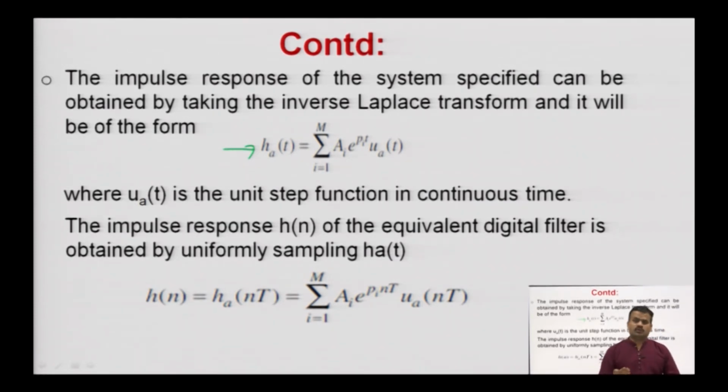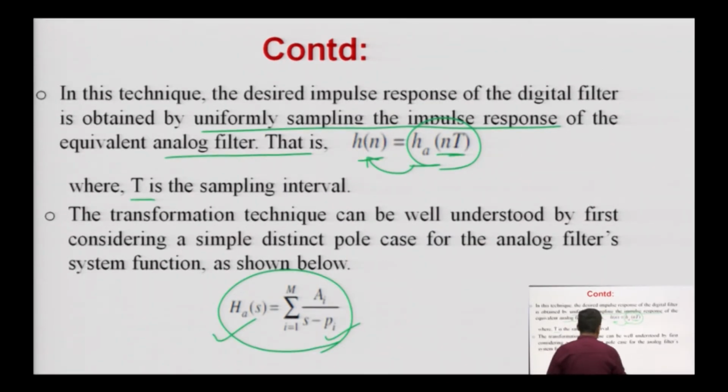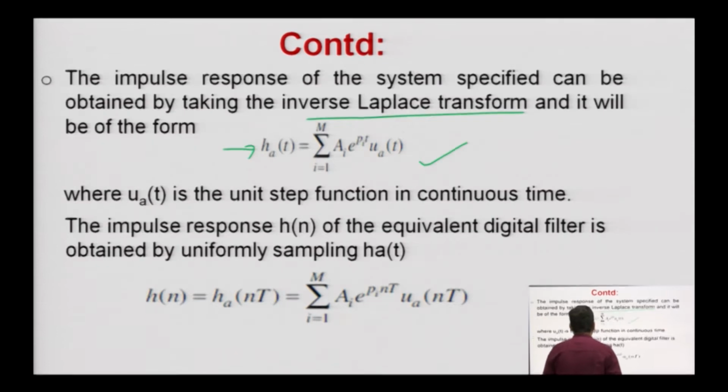How do you calculate that? You can calculate h_a(t) from H_a(s) by taking its inverse Laplace transform. So, the impulse response of the specified system can be obtained by taking its inverse Laplace transform, and it will be in the form of h_a(t). If you take the inverse Laplace transform of a_i upon s minus p_i, that will be e to the power p_i t. Obviously. So, it will be summation from i = 1 to m of a_i into e to the power p_i t into u_a(t).